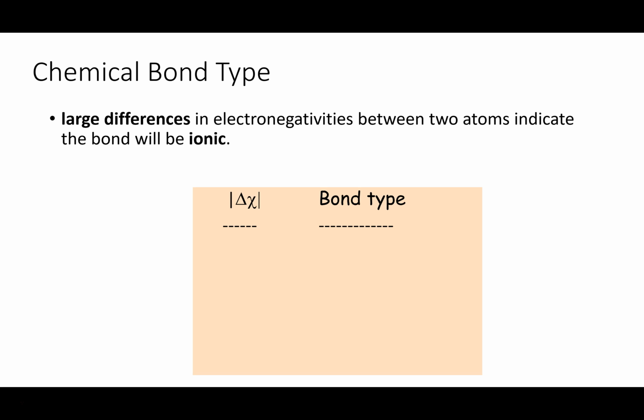What are these lines here? It makes whatever's inside of it positive. It's the absolute value. Perfect, you got it. So somebody help me out. What is the electronegativity difference for that bond?